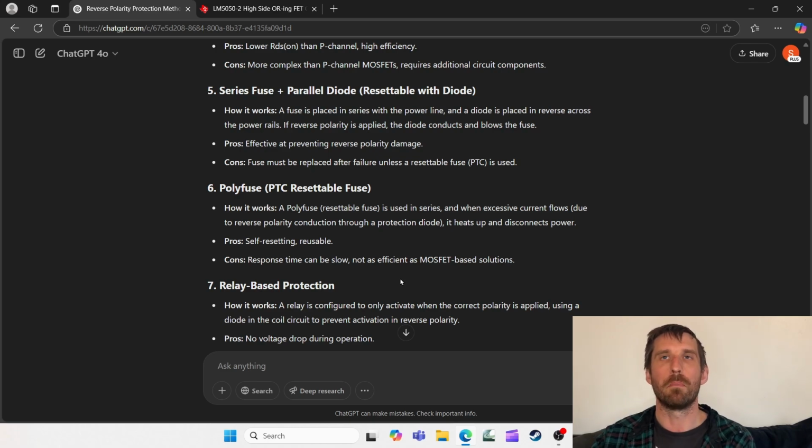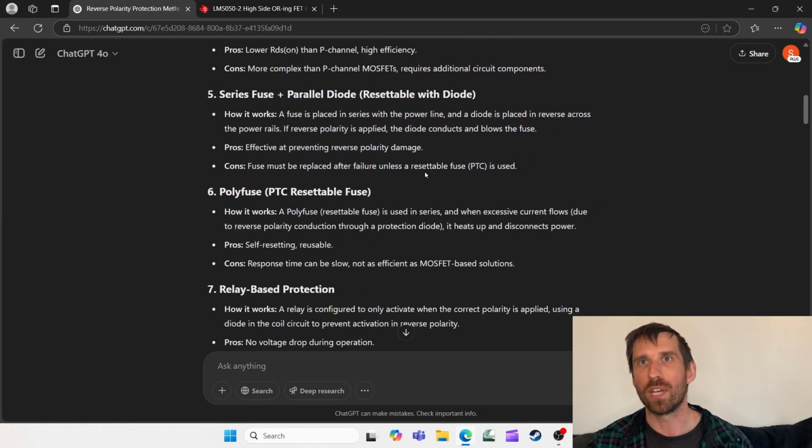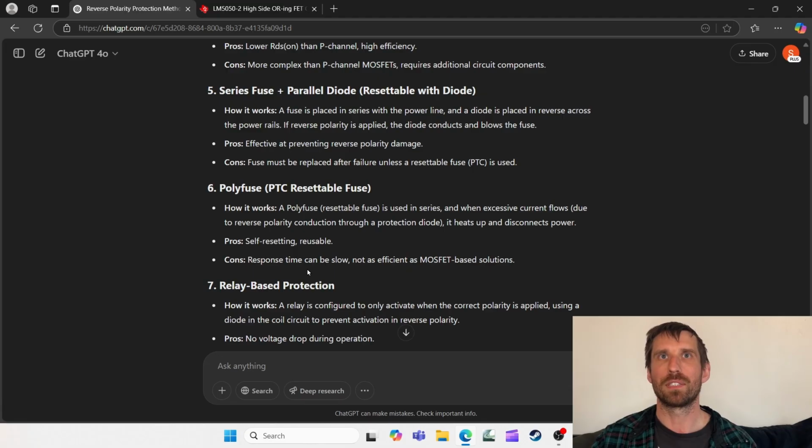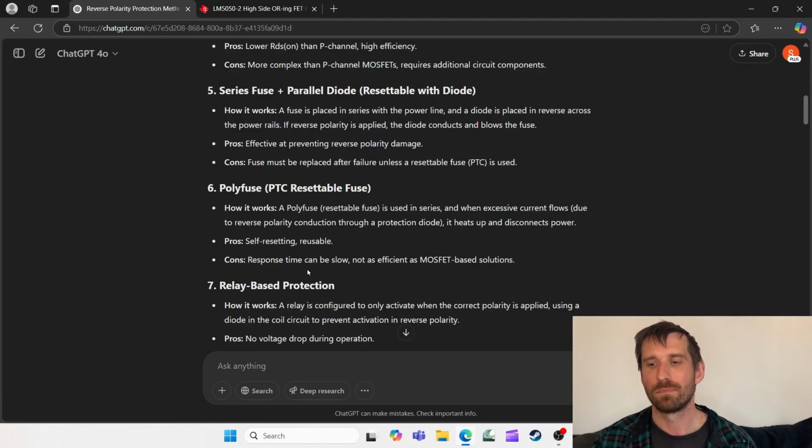Not as efficient as MOSFET-based solutions. I'm not quite sure about that one, because your current is going through the MOSFET all the time. Meanwhile, with this, if your current's low, your resistance is low. So not too much of a loss there. I could see where this is coming from, but it ain't that bad.